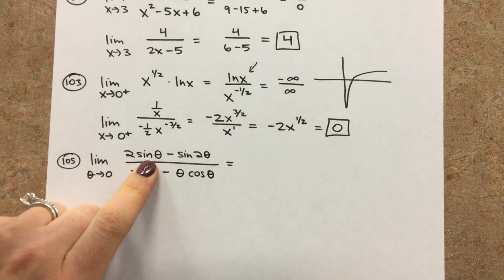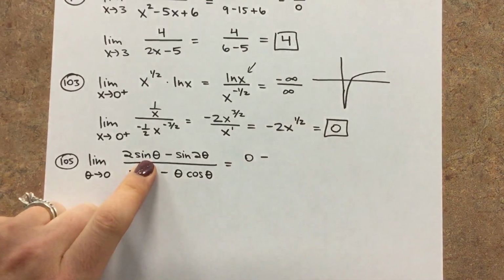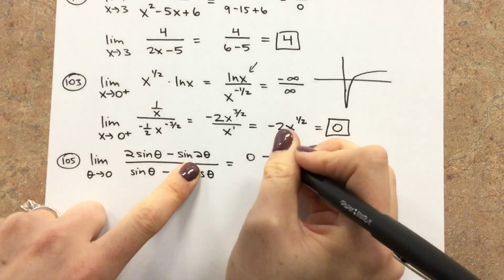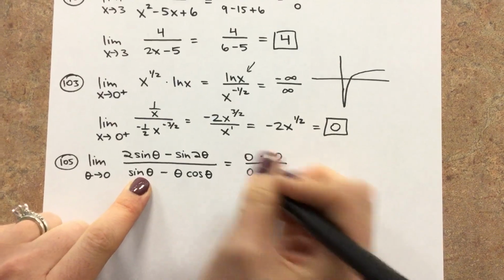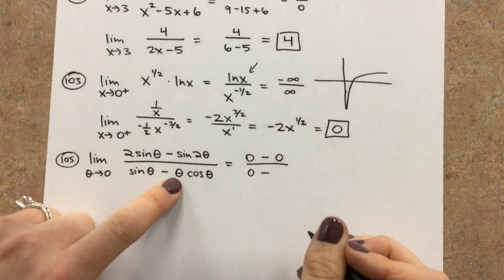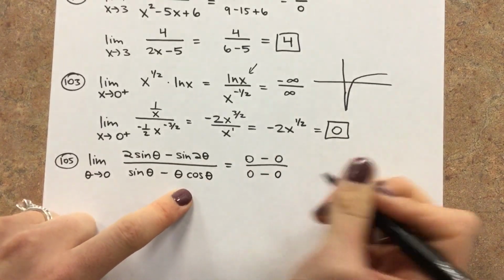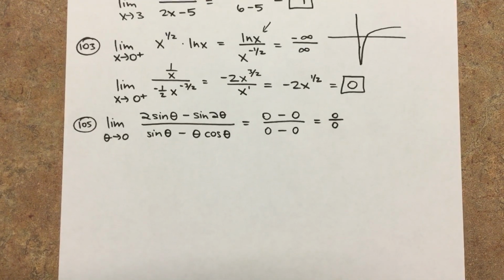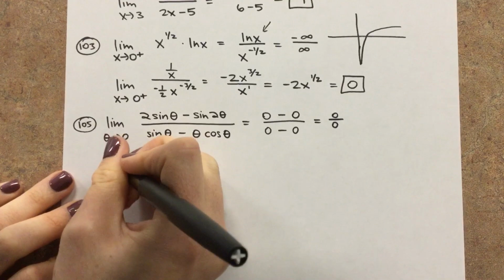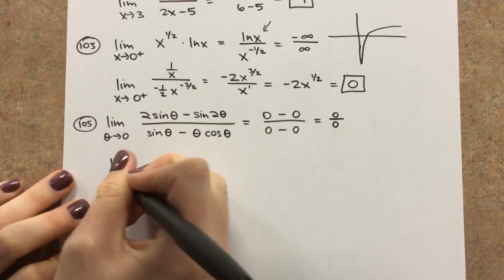2 times the sine of 0, so the sine of 0 is 0, minus, and this is also the sine of 0, which is also 0. Here, sine of 0 is 0, minus, and this is 0 times 1, but still 0 here. So we get 0 over 0. That means we are able to use L'Hopital's rule. So I'm going to go through and replace top and bottom with their derivatives.